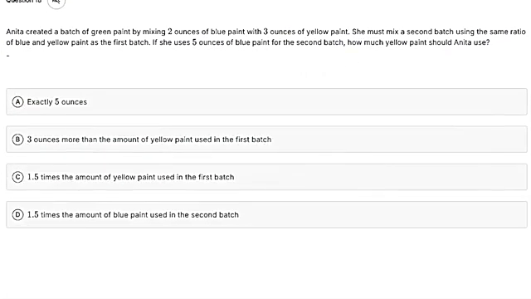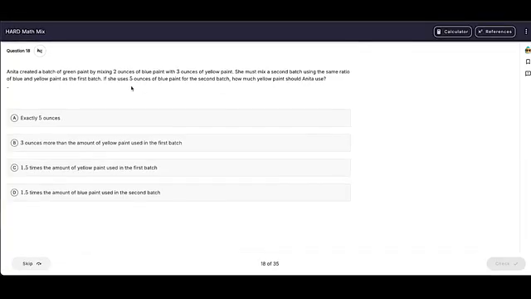All right, pause the video, try it on your own first. So we've got, it looks like, more than a sentence. So I'm going to start with the last question, which is, if she uses 5 ounces of blue paint for the second batch, how much yellow paint should she use? I kind of glance at the answers and I see the word ratio. So I know I'm dealing with ratio and proportion, which means we're usually going to have some sort of a fraction equal to a fraction type scenario.